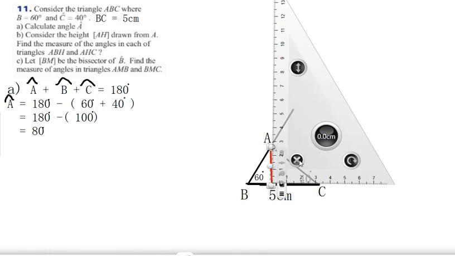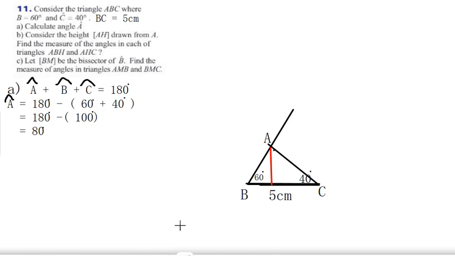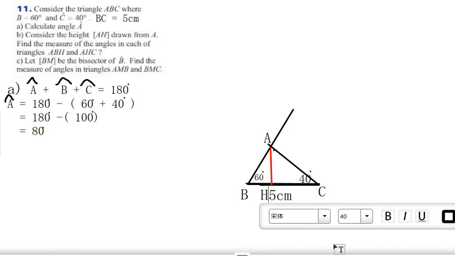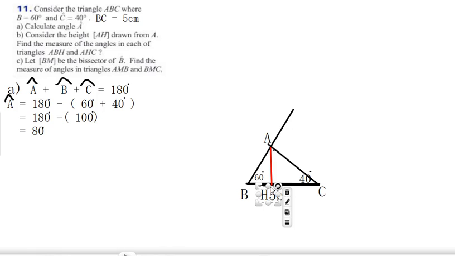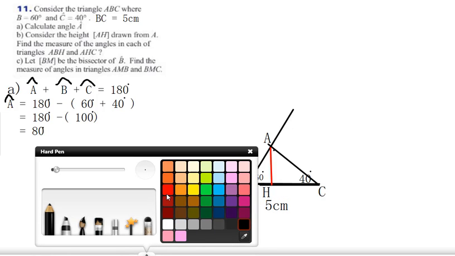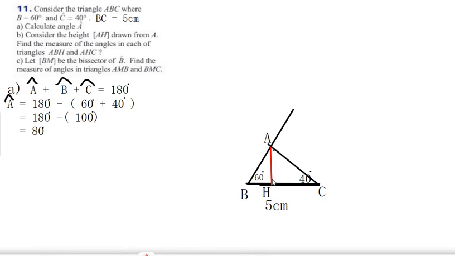This is the height. Its name is AH. Let's name it. Here it's H. Don't forget, we have here a right angle. Let's write. Part B: find the measure of angles in each of triangles ABH and AHC.